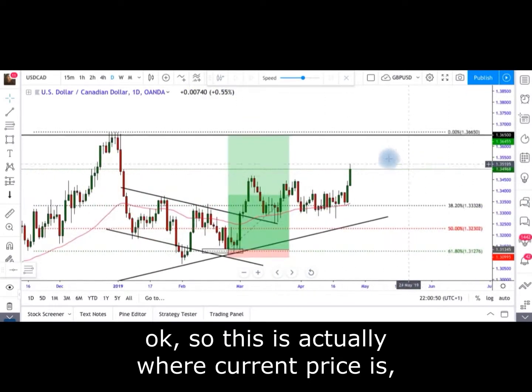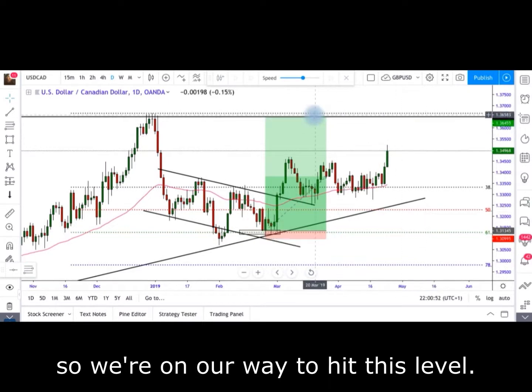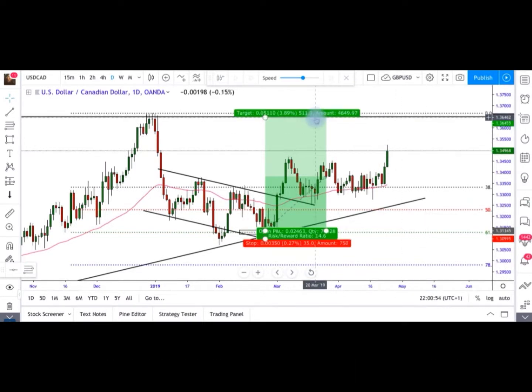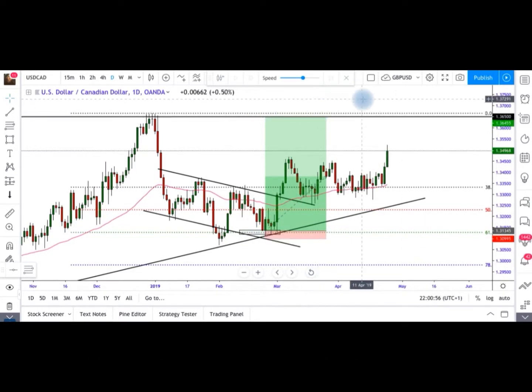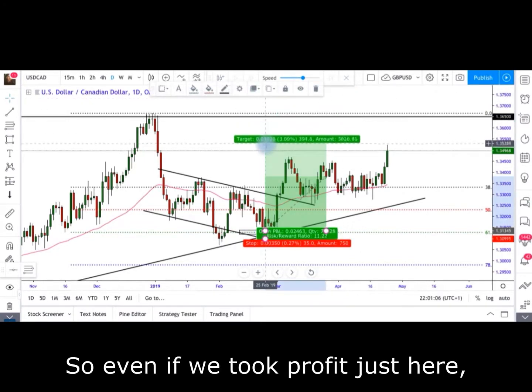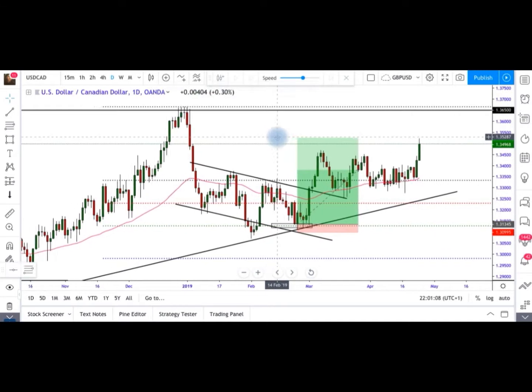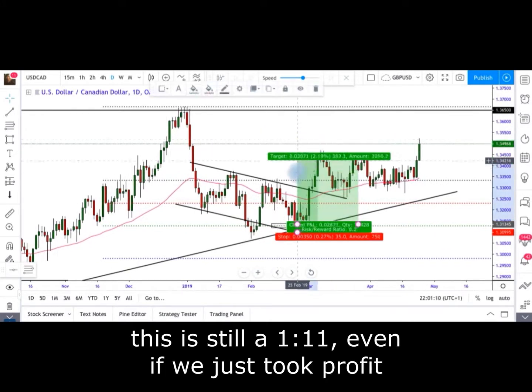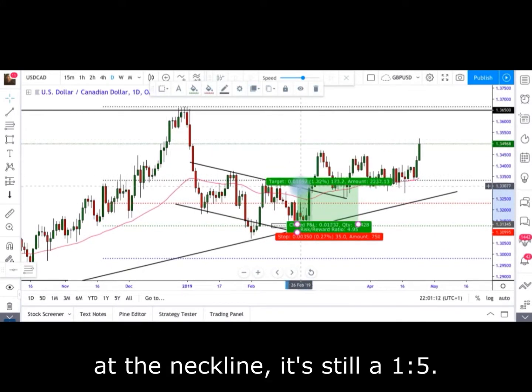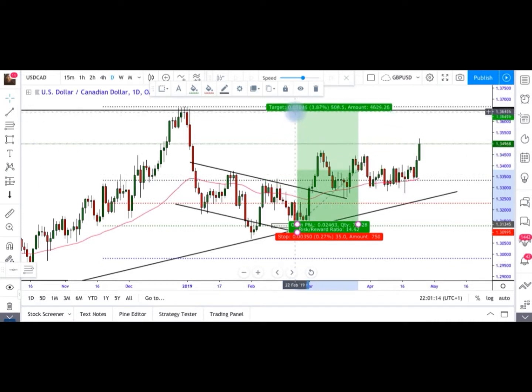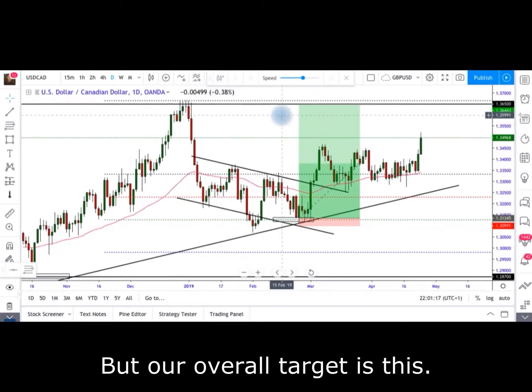Okay, so this is actually where current price is. So we're on our way to hit this level. This is just where we are right now. So even if we took profit just here, this is still a 1 to 11. Even if we just took profit at the neckline, it's still a 1 to 5. But our overall target is this.